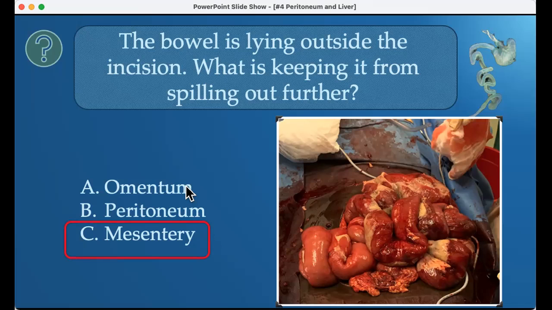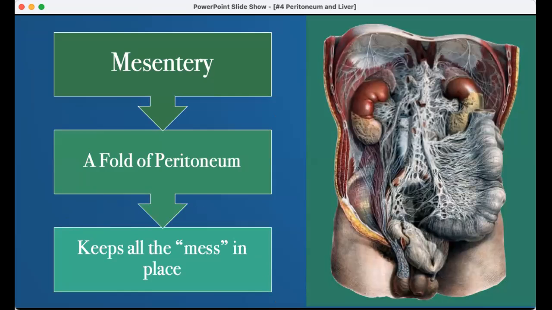We'll talk about each of these structures. The omentum is the apron. The peritoneum is what holds everything in place and provides the fluids. And it's the actual mesentery that keeps the bowel from spilling out. The mesentery is actually a fold of peritoneum, and it is attached at the back of the abdominal wall. So all of this is mesentery, and it's keeping everything from falling out. The way I keep track of the word mesentery, I think of it as a mess. So it keeps all the mess in place.